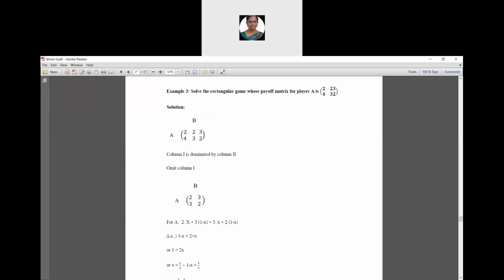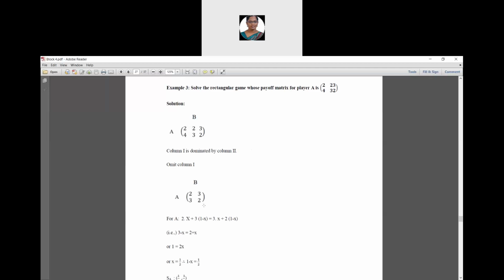Why? Because we have to compare the first two columns. The first two elements are 2 and 2, both are equal. And the second elements are 4 and 3. The largest number 4 is there in the first column. Therefore, we have to omit the first column and write the rest of the elements. It is 2, 3 and 3, 2.